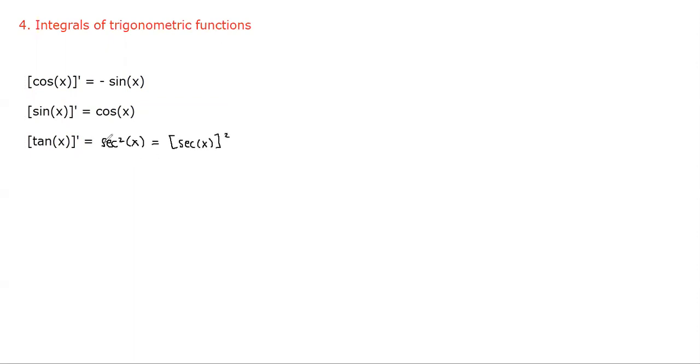So whenever I write secant squared of x, so when I put the little square right after the name of the function, that just means that the whole function is being raised to the power of 2. Okay, so the derivative of tangent of x is the function secant of x, the whole thing squared. Then I can look at the derivative of secant of x. And the derivative of secant of x is just going to be secant of x times tangent of x.